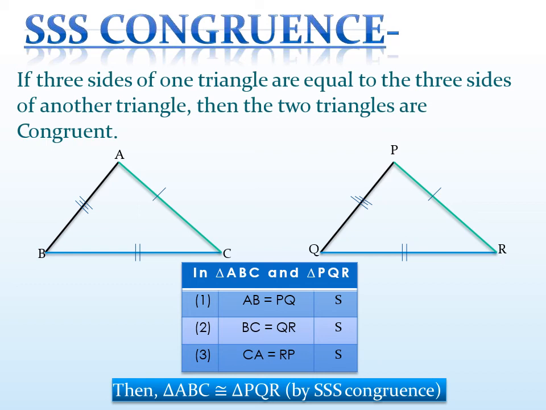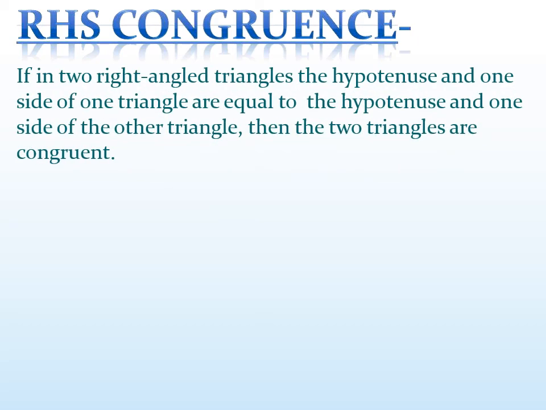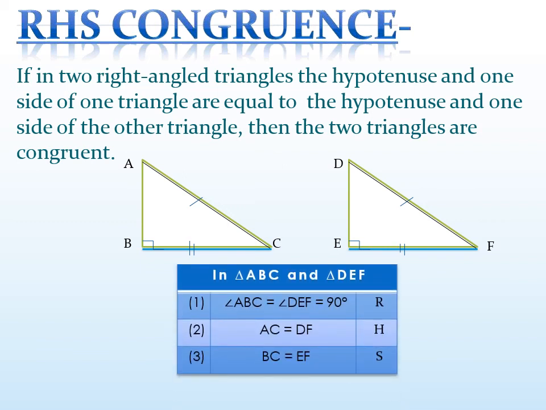by SSS congruence rule. Now the last condition or criteria, that is the RHS congruence rule. This is a very unique one because it is only for right angle triangles. So if in two right angle triangles the hypotenuse and one side of one triangle are equal to the hypotenuse and one side of the other triangle, then the two triangles are congruent. So let us take two triangles ABC and DEF. We can see that both of them are right angle triangles.